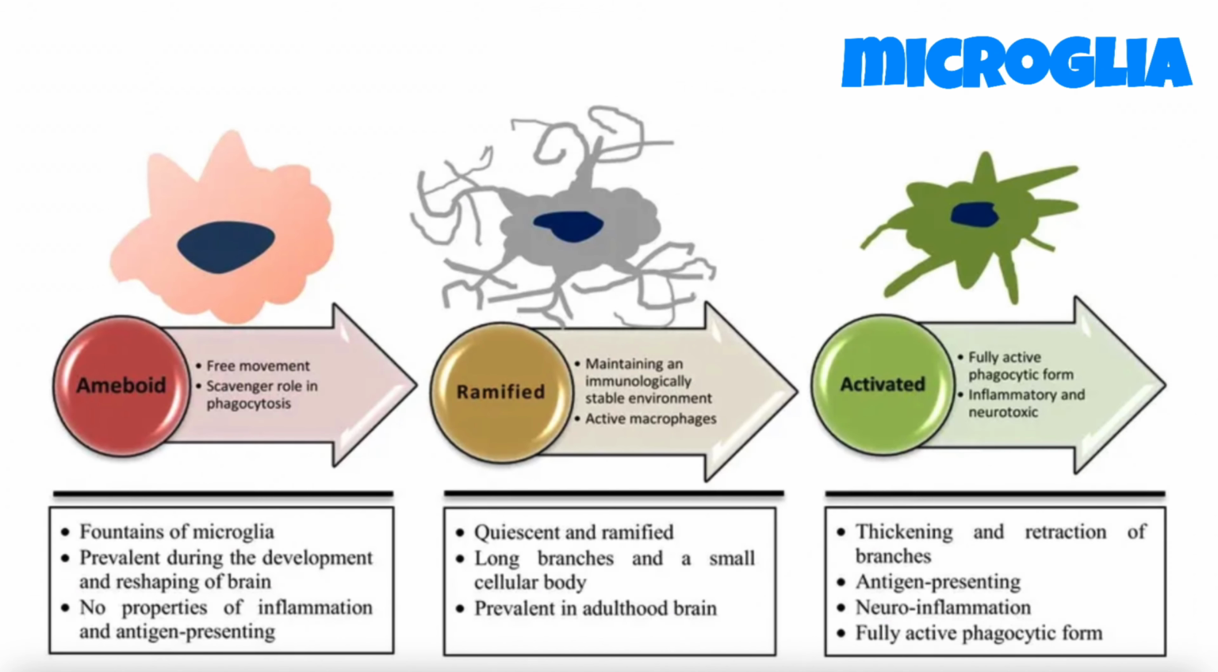There are three forms of microglia. Amoeboid microglia moves freely and has a scavenger role in phagocytosis. Ramified microglia are an inactivated version of microglia. In times of injury, ramified microglia becomes activated, which is a full active phagocytic form.